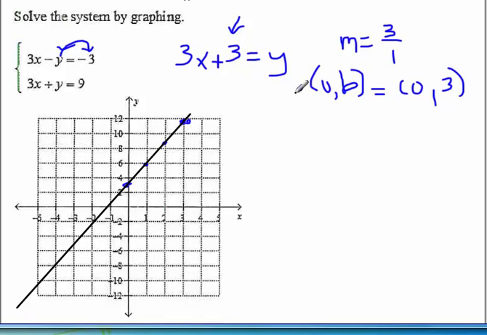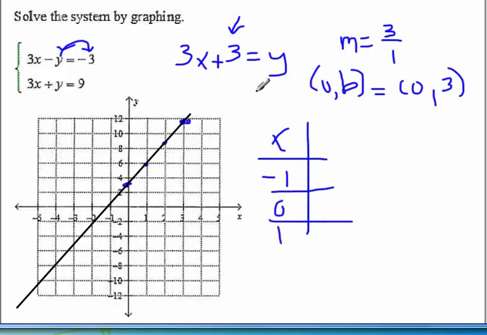Now again, if you would prefer to do the table of values, plug in -1, 0, and 1. Plug it in right here. -1 times 3 is -3, plus 3 is 0. Plugging in a 0, you get a 3. Plugging in a 1, you get a 6. So 1 comma 6, 0 comma 3, -1 comma 0, and they all kind of fall on those points.